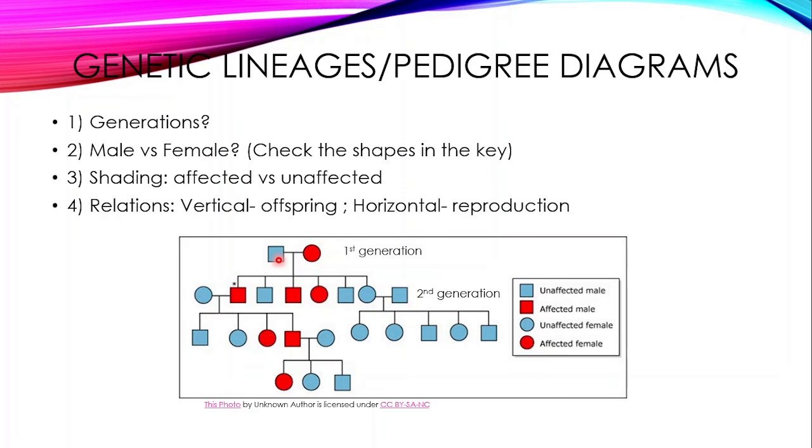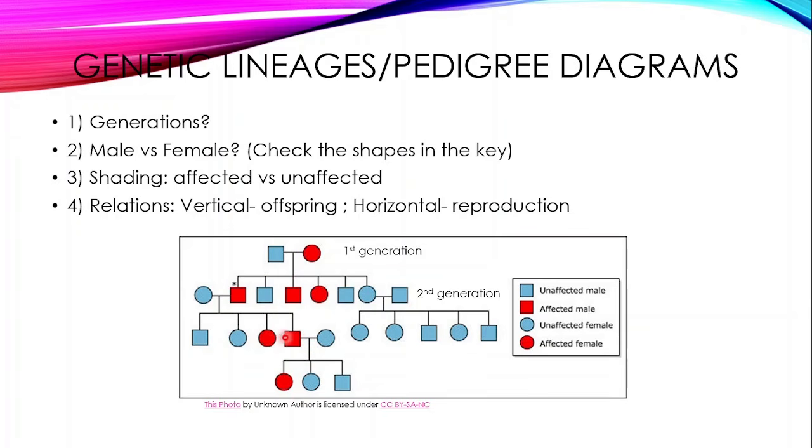So now we know this is a male and this is a female. If you quickly look at relations, the vertical lines show offspring and the horizontal lines show reproduction. So this shows that these 2 people reproduce to give this offspring. And then these 2 people reproduce to give this offspring. And these 2 people reproduce to give these offspring.